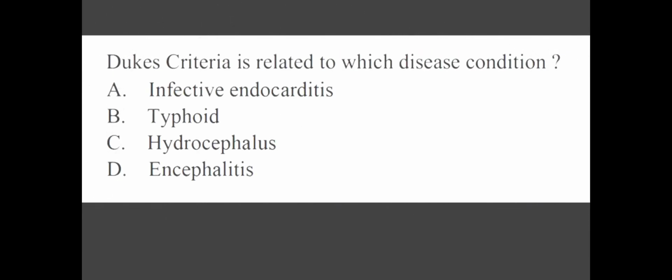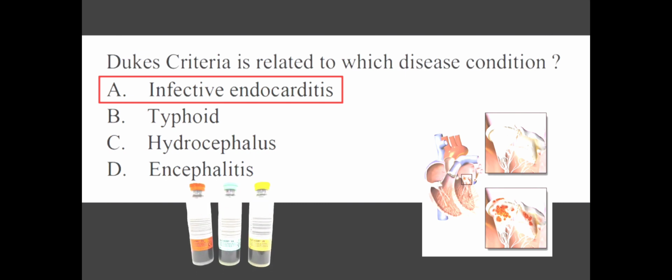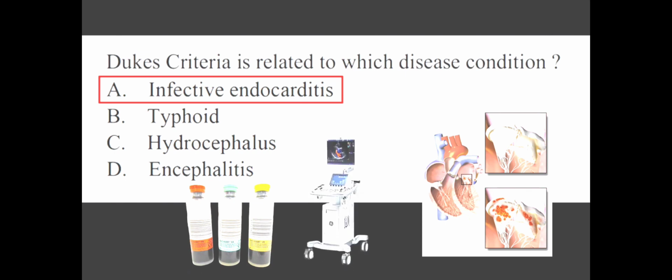Duke's criteria is related to which disease condition? A. Infective endocarditis, B. Typhoid, C. Hydrocephalus, D. Encephalitis. And the correct answer is A. Infective endocarditis. Duke's criteria are used to confirm or rule out endocarditis. Positive blood culture results for infective endocarditis and evidence of endocardial involvement from echocardiography are the two major Duke's criteria.